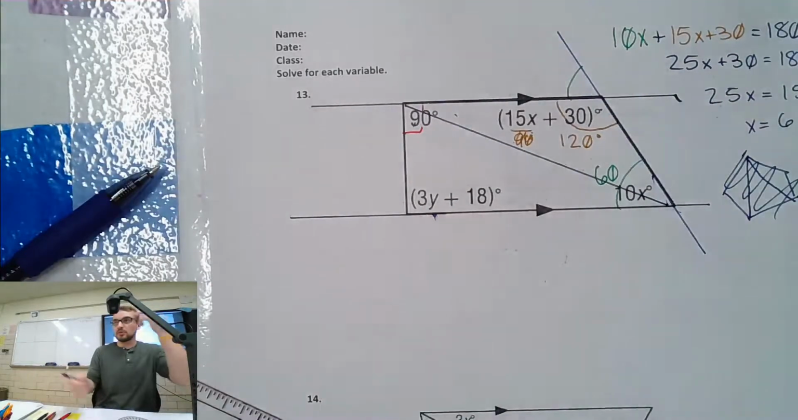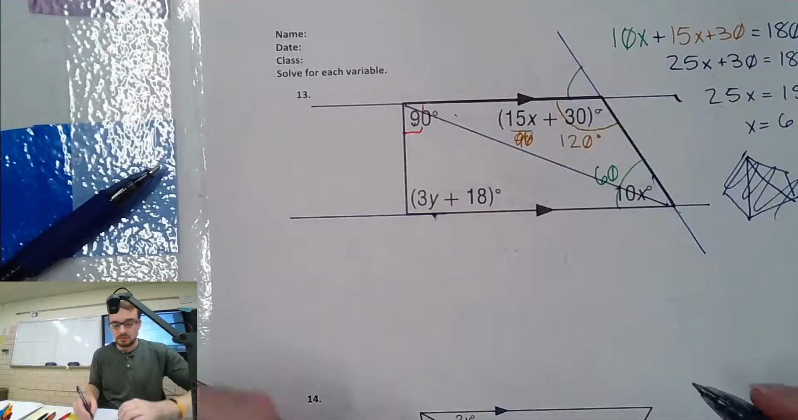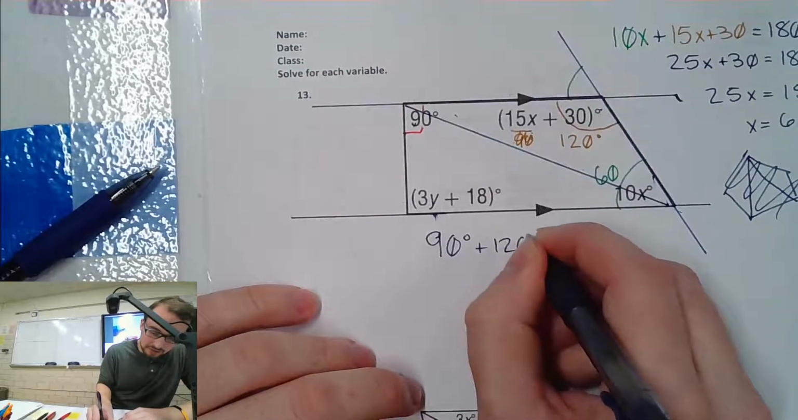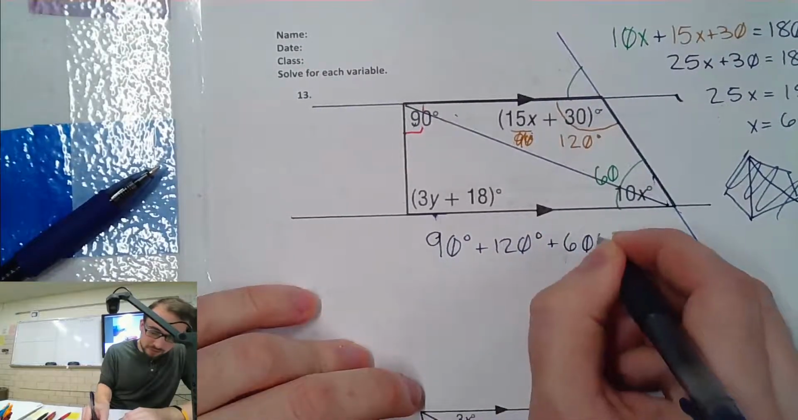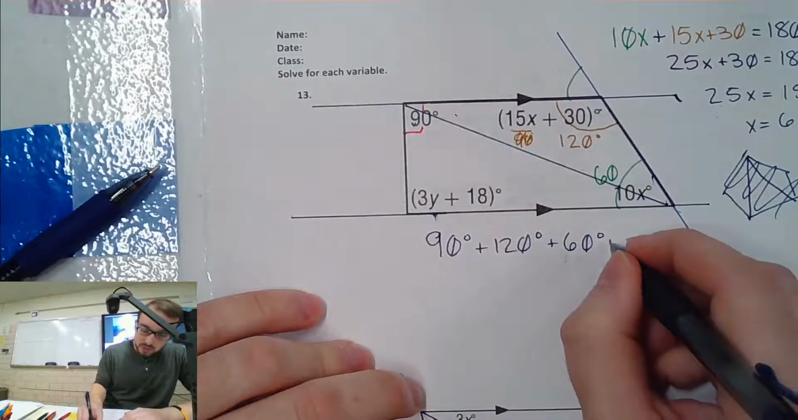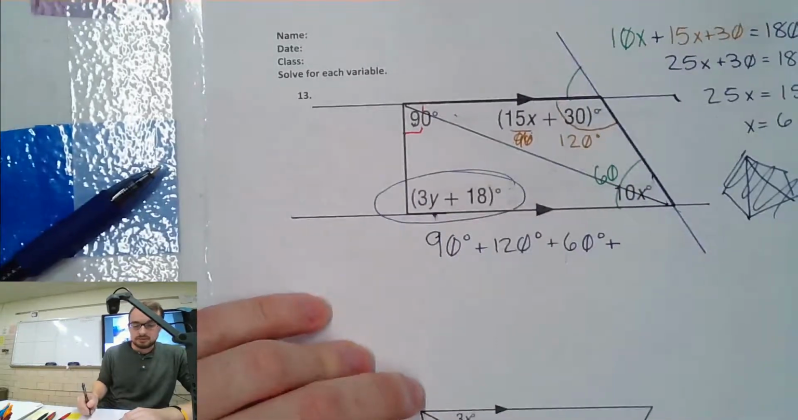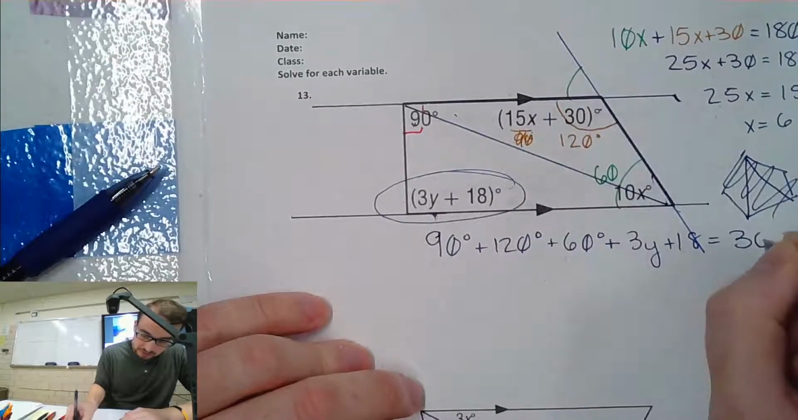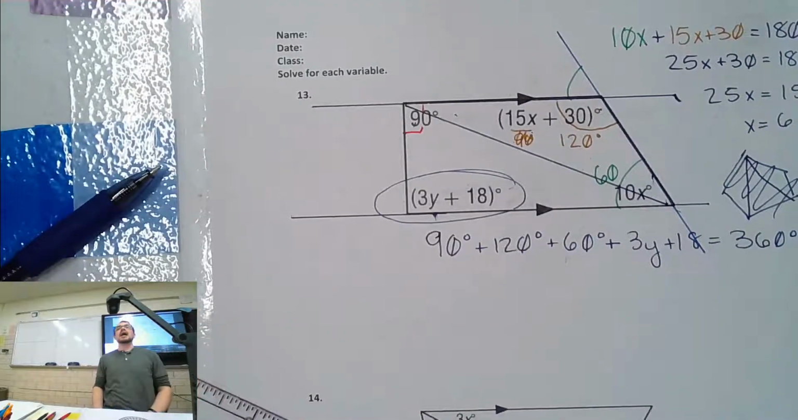So these guys all add up to 360, right? 2 triangles. So I know that 90 degrees plus 120 degrees plus 60 degrees, that's what we got for those 3 angles, right? Plus this guy, 3y plus 18, should get me 360. Do math, right? That's the setup, though. They'll add up to 360, so write that.